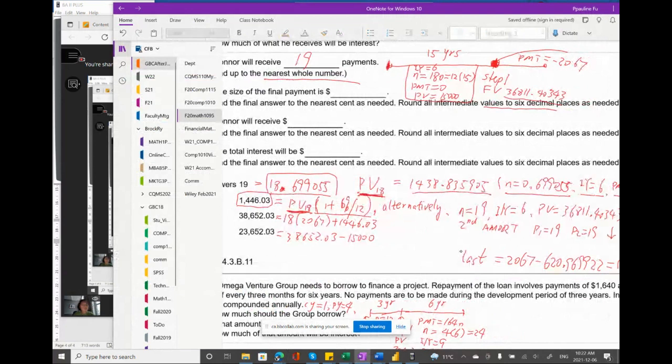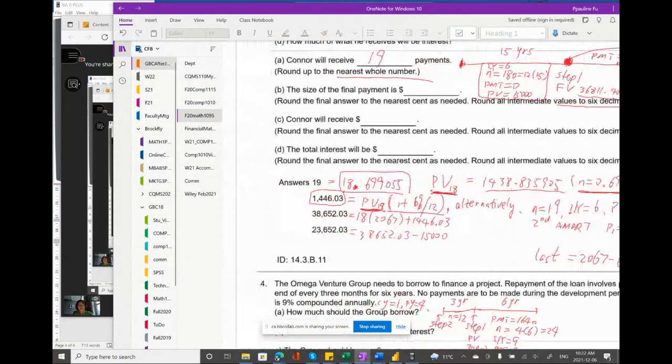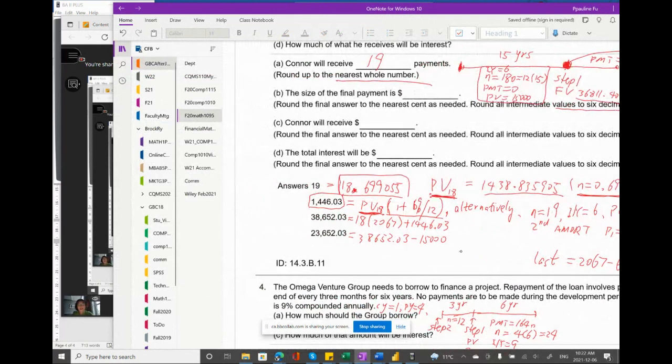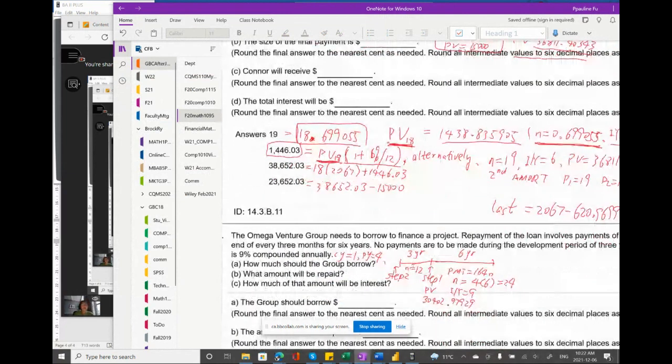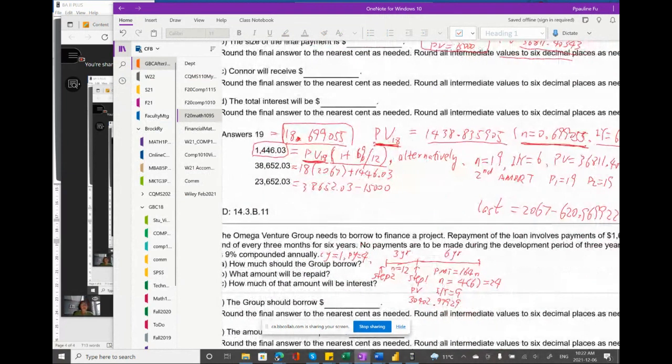So how do I get this N? You use this number, 18.699055 minus 18. You get fraction part. And then you calculate present value for that fraction part, and times 1 plus I, you get final answer here. You need to practice by yourself.